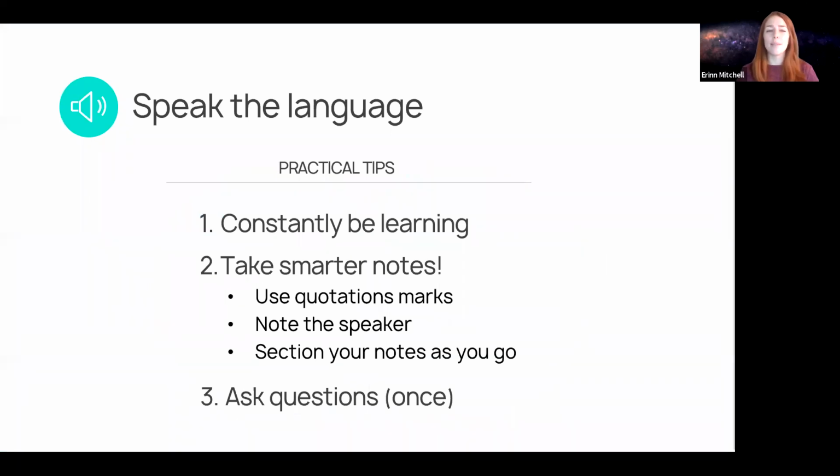So some practical tips that I came up with on speaking the language is to constantly be learning. Be a student of the data team, be a student of the business. Number 2, take smarter notes. This one's huge. If you're just taking aimless notes that you think you may go back to, what I find is I don't.